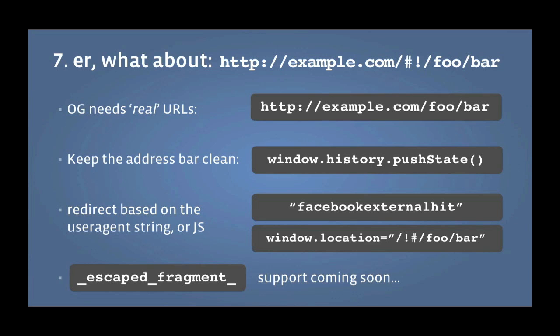Basically, the URL that represents an object, you need to be able to do an HTTP GET on that URL and have HTML returned that contains Open Graph markup. For this reason, you need real URLs.